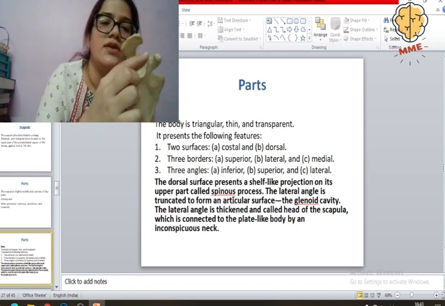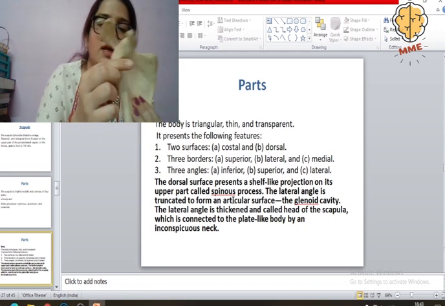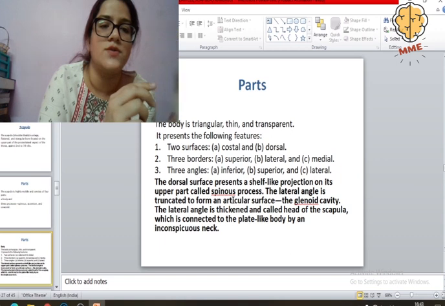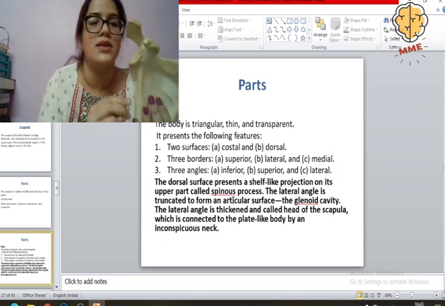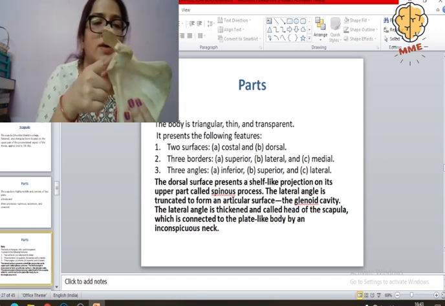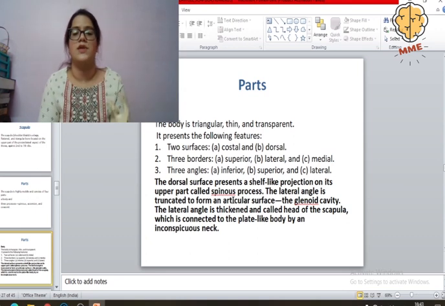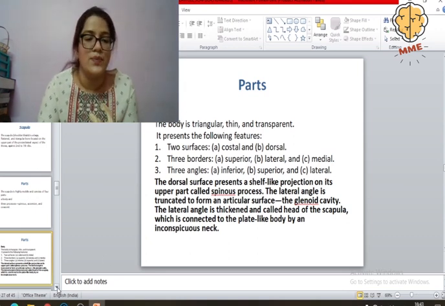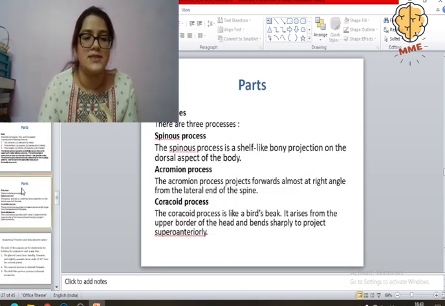So if this is the head and this is the body, this neck over here is so inconspicuous, I cannot even show you. This is the neck over here. It is inconspicuous, you cannot see that. So that is it. Now the parts.